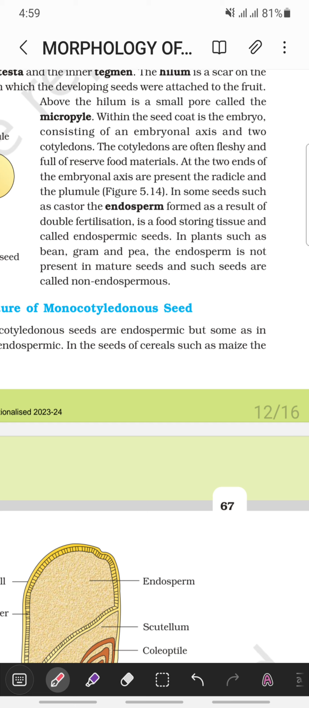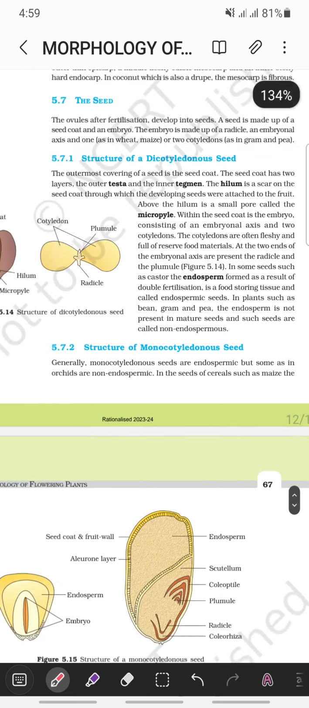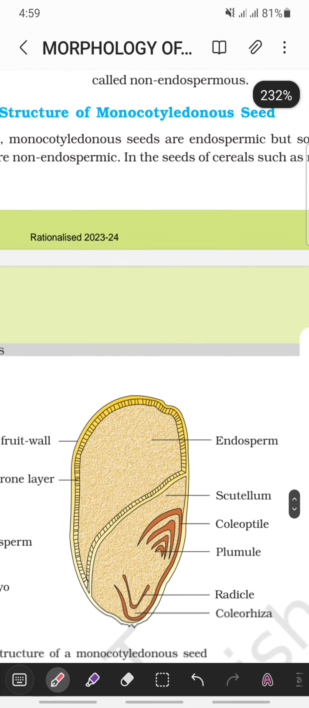In some seeds, such as castor, the endosperm formed as a result of double fertilization is a food storing tissue, and such seeds are called endospermic seeds. In plants such as bean, gram, and pea, the endosperm is not present in mature seeds, and such seeds are called non-endospermous. Structure of monocotyledonous seed.